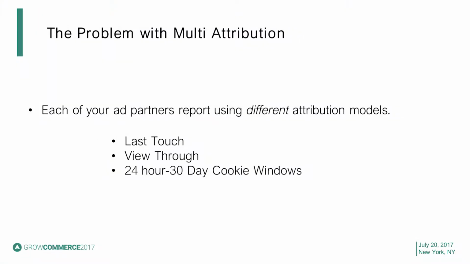I am going to jump right into this because we don't have too much time. So briefly, what's the problem with attribution? Each of your ad partners is using different attribution models. Last click, first click, view through, different cookie windows. Everybody's got something different, right?